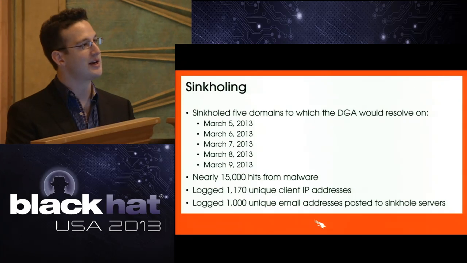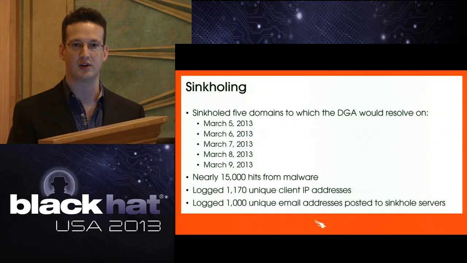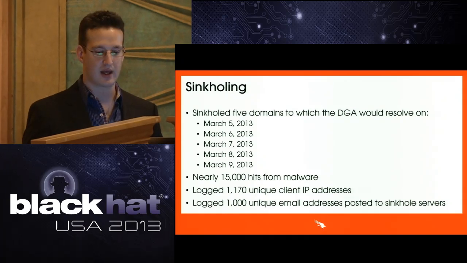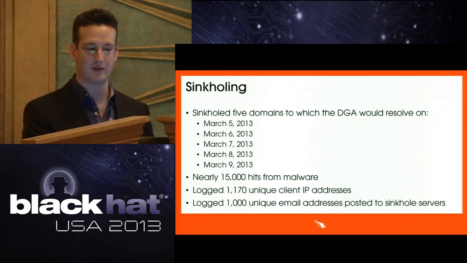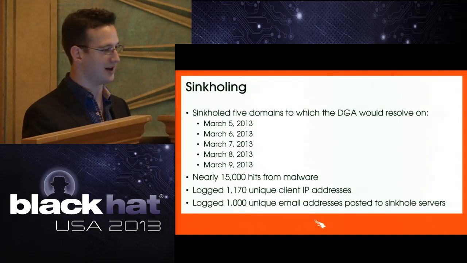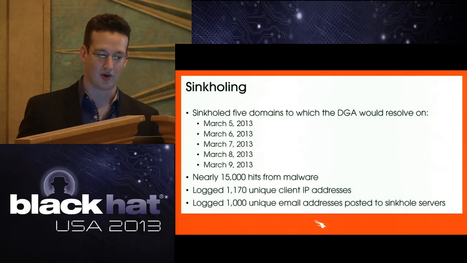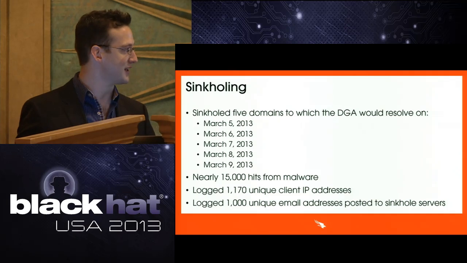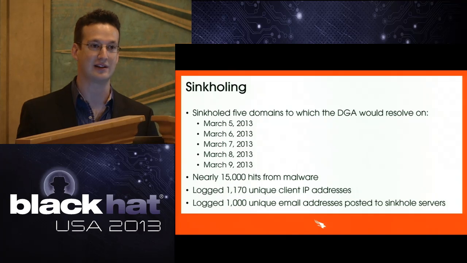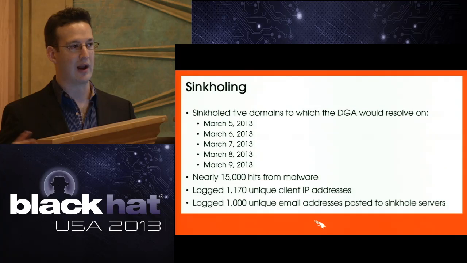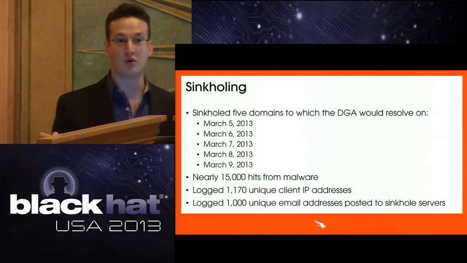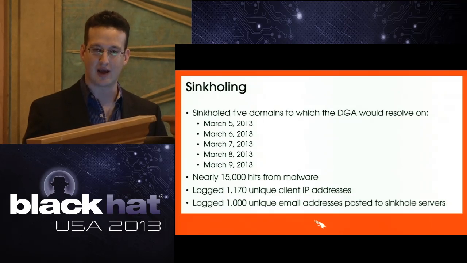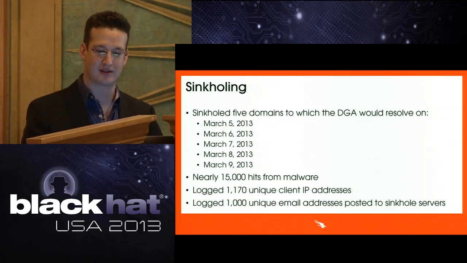And when I say hits, I don't mean just random computers pinging our server, just trying to do basic GET requests. These 15,000 hits were all using the GET request with the format I just showed you in the previous slide. So these are actually infected systems that were hitting our sinkholes. And we logged almost 1,200 unique client IP addresses, and exactly, believe it or not, 1,000 unique email addresses that were posted to the sinkhole servers, meaning that there are at least 1,000 variants of the malware out there, since each malware variant has its own unique hard-coded email address in it. And of these 1,000 unique email addresses, there were 286 unique email address domains.